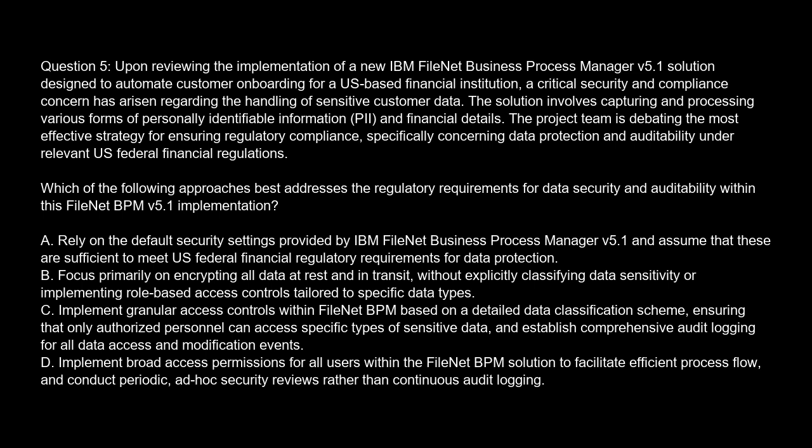Option C. Implement granular access controls within FileNet BPM based on a detailed data classification scheme, ensuring that only authorized personnel can access specific types of sensitive data, and establish comprehensive audit logging for all data access and modification events. Option D. Implement broad access permissions for all users within the FileNet BPM solution to facilitate efficient process flow, and conduct periodic ad hoc security reviews rather than continuous audit logging.